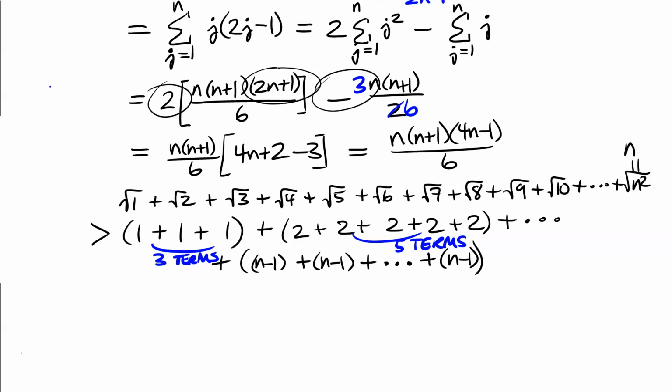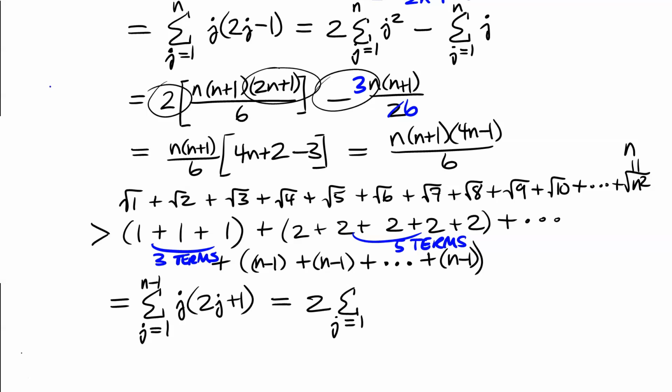So this sum will read as the sum from j equals 1, but now we're only going up to n minus 1, and we're adding j times 2j plus 1. So that's our lower bound. And again, we can break this up into 2 pieces, 2 times the sum of the j squareds here, plus the sum of j. Notice that we only go up to n minus 1 though.